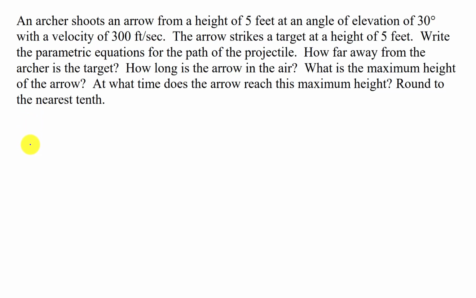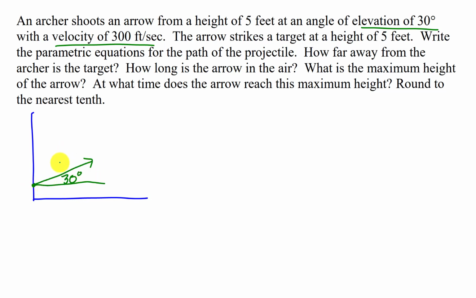Okay, so let's draw a picture so we can visualize what's going on. We're going to let this info of the angle of elevation and the velocity be represented by a vector. So it's going to be 30 degrees for the angle, and the magnitude is going to be the velocity, which is 300. And then we want to remember that vectors could be anywhere, but this is up 5 feet.